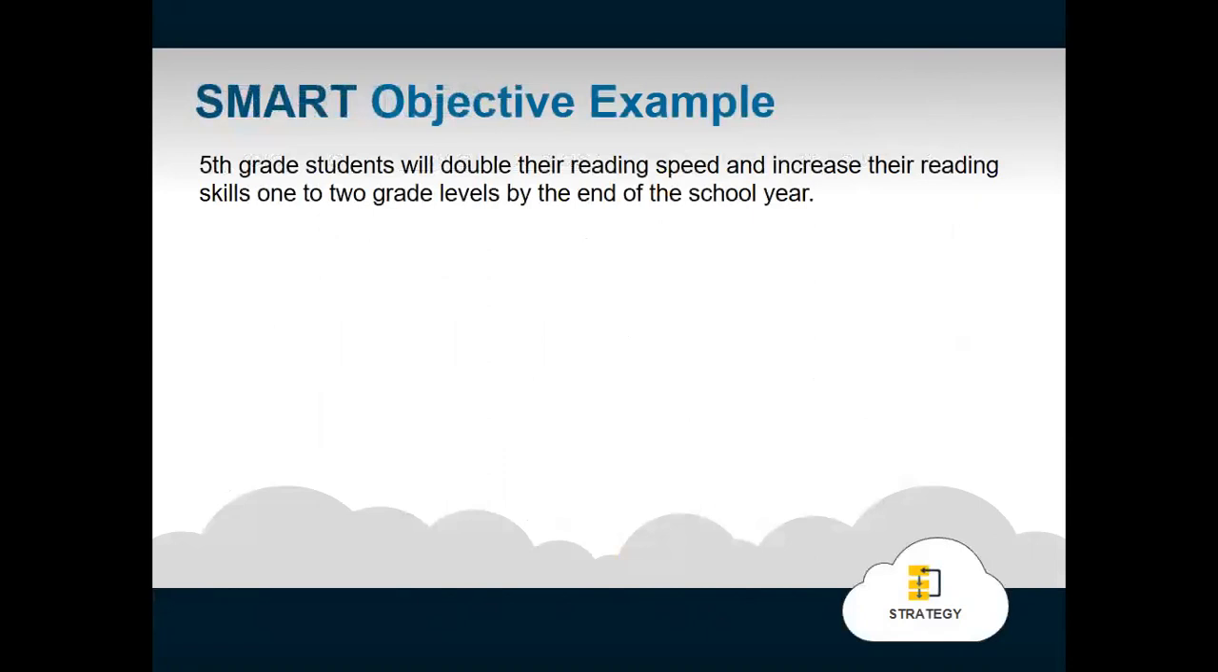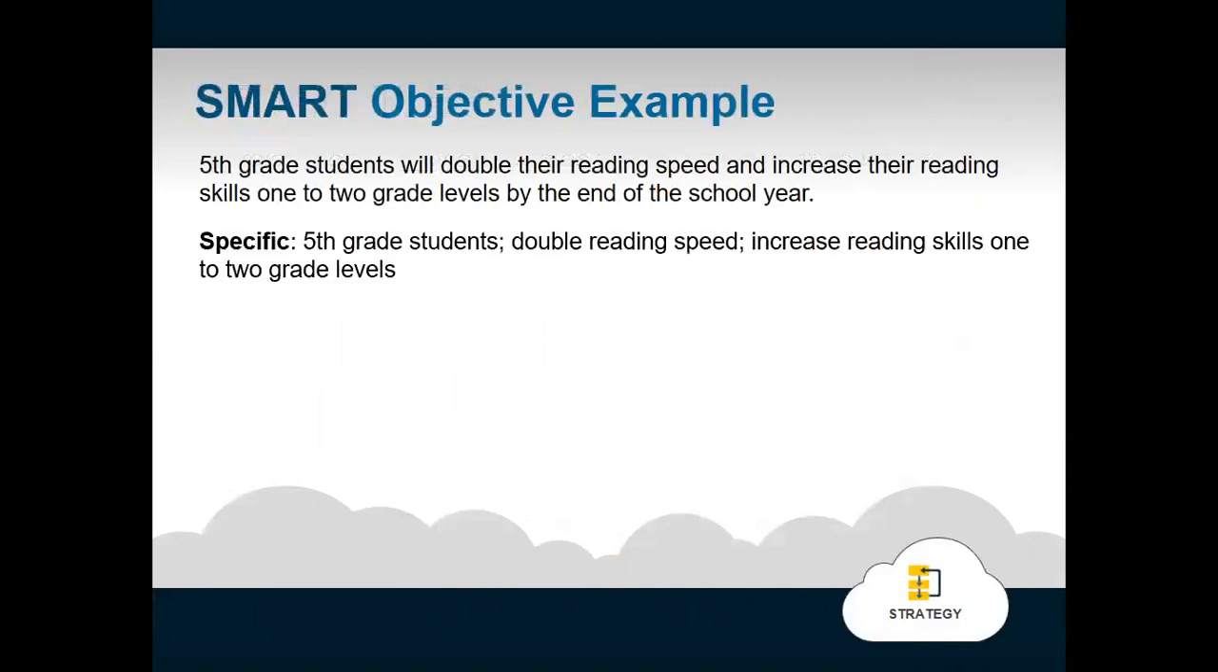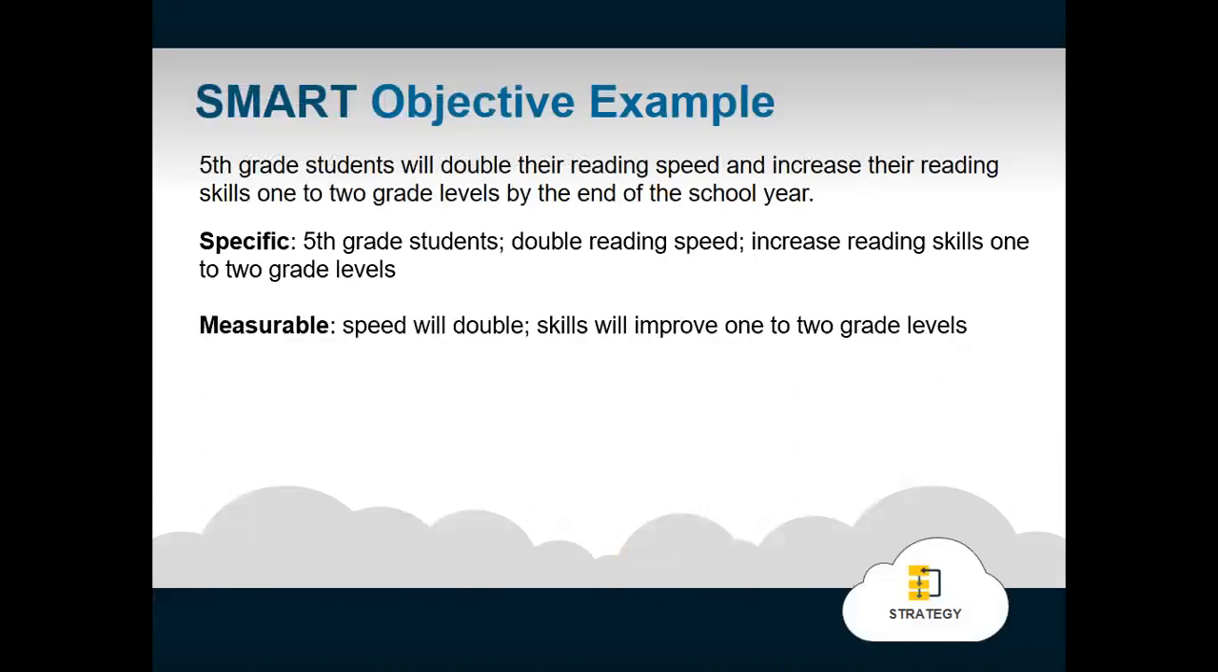Using that same example that we talked about a moment ago: 5th grade students will double their reading speed and increase their reading skills 1 to 2 grade levels by the end of the school year. You can see that in this example, it's very specific. We know that it's 5th grade students. We know exactly how much their reading speed will be increasing, and we know exactly what the goal is in terms of their academic increase, in terms of academic performance.